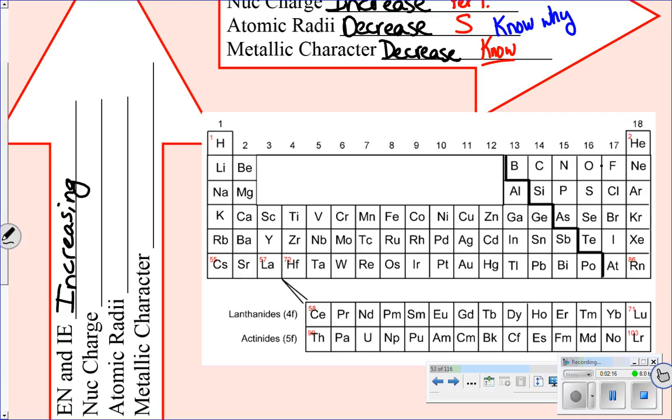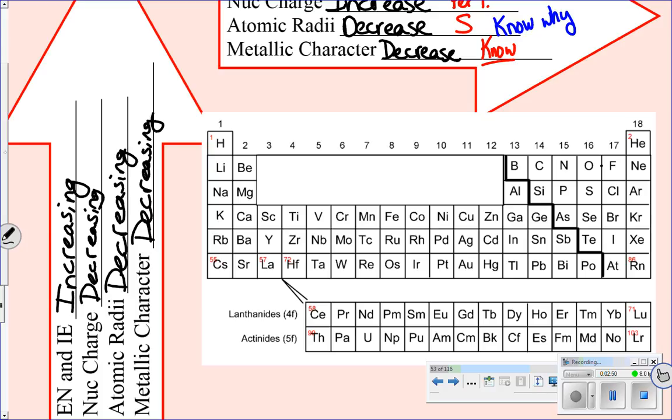Nuclear charge we don't really look at as a group trend so much, but remember, it's just your number of protons, so that would be decreasing as you go up, but this isn't really one that's particularly important looking at it in a group sense. Atomic radii from bottom to top is going to be decreasing. You're getting smaller due to your fewer number of rings of electrons, and your metallic character is decreasing as well. And remember, metallic character you do need to know.